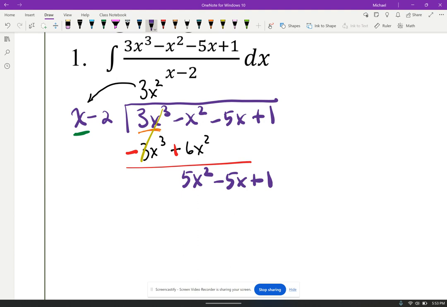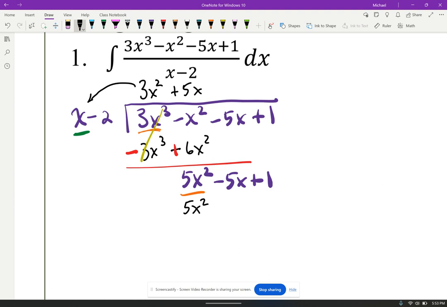And now we start the process again, except instead of asking what times x gives me 3x cubed, I'm asking what times x gives me 5x squared. Well, that would be positive 5, or plus 5x, right? Plus 5x times x would give me 5x squared. And so I write that here.